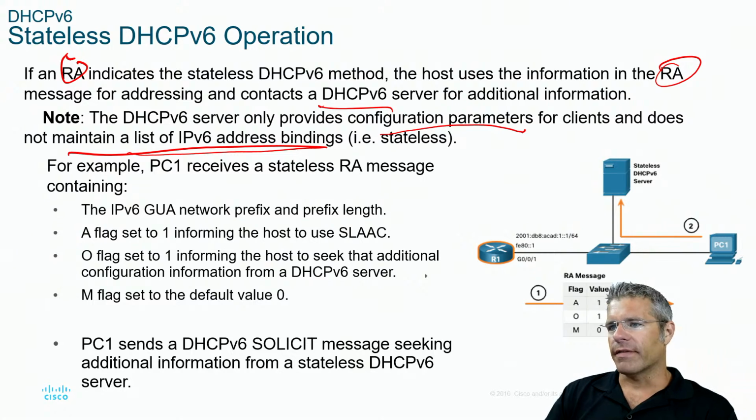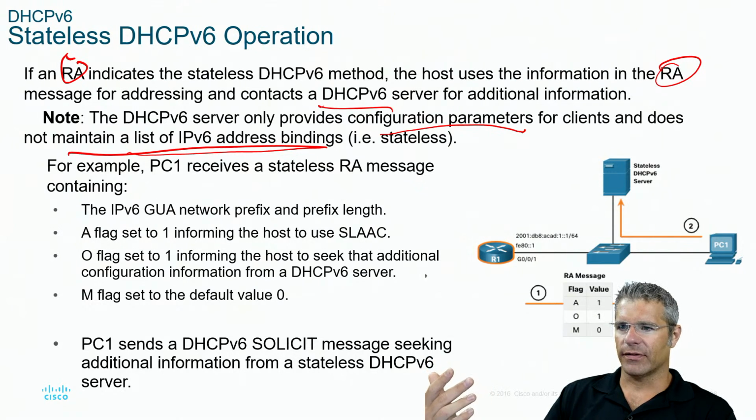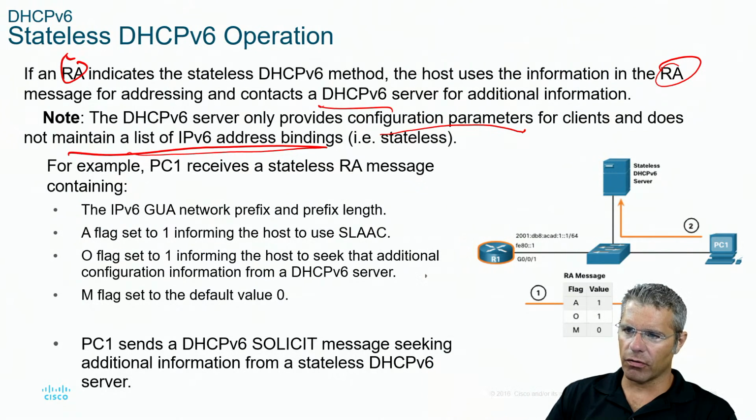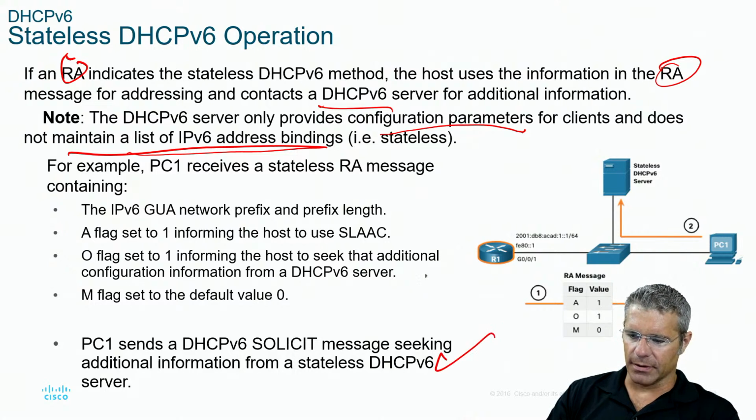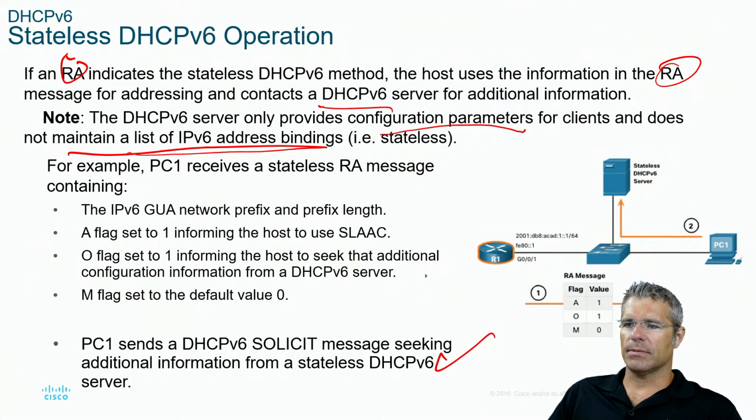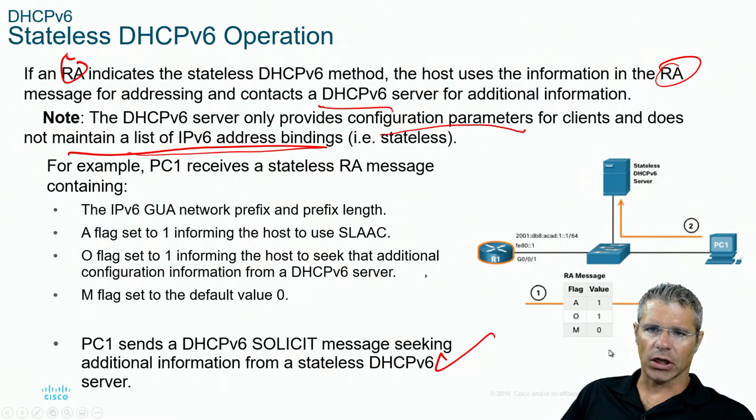And then here's an example of that happening. The router advertisement hits the PC before it gets one. It has the A flag ticked and the O flag ticked. The PC says, okay, we need to talk to the DHCP server. It sends out the solicit message. It gets back some additional information from the DHCP server, and all is right with the world.